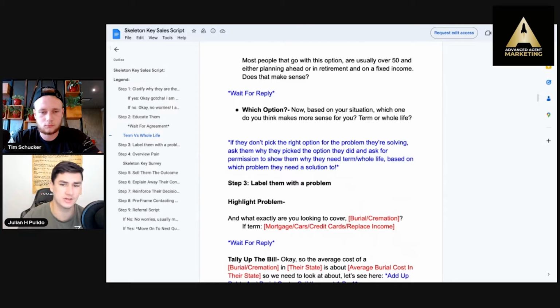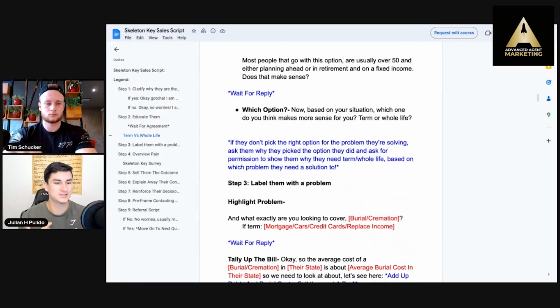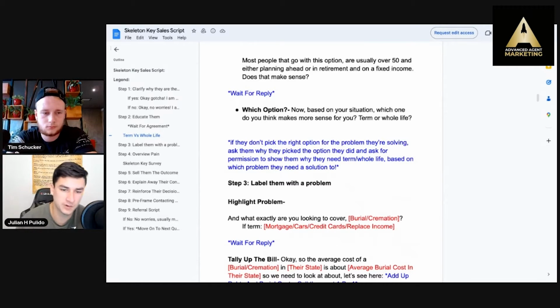Also, notice I'm not going exactly word for word on every single line because I don't want it to sound scripted. I want to follow like 95% of it, but I throw in my own little thing here and there to keep it fresh and to keep it fun. Let's go ahead and jump straight into step three so that we can get through this for you guys. So I want to highlight their problem next.